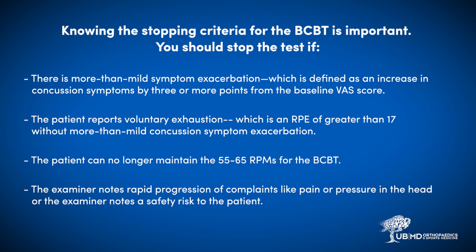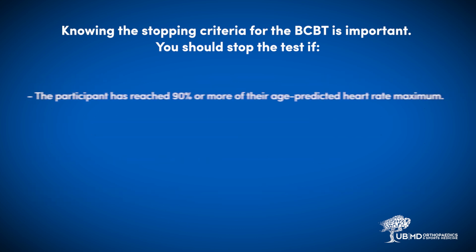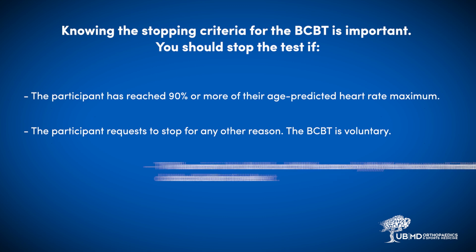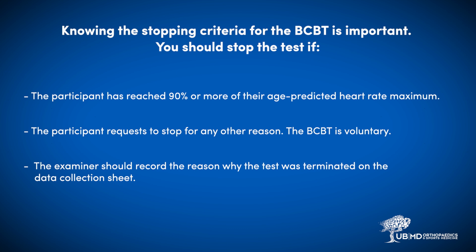The examiner notes rapid progression of complaints like pain or pressure in the head, or the examiner notes a safety risk to the patient. The patient has reached 90% or more of their age-predicted heart rate maximum. The patient requests to stop for any reason. The BCBT is voluntary. The examiner should record the reason why the test was terminated on the data collection sheet. Now that the test is complete, we must interpret the results.